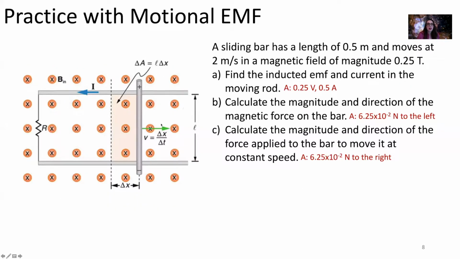So we have a sliding bar, this bar here, with a length of 0.5 meters, and it moves at 2 meters per second in a magnetic field. Here, this magnetic field is into the board of a magnitude of 0.25 Tesla. We're going to find the induced EMF and current in the moving rod, calculate the magnitude and direction of the magnetic force on this bar, and then calculate the magnitude and direction of the force we have to apply to move that bar at constant speed of 2 meters per second.